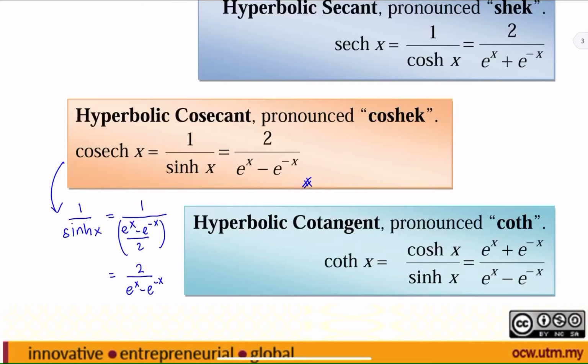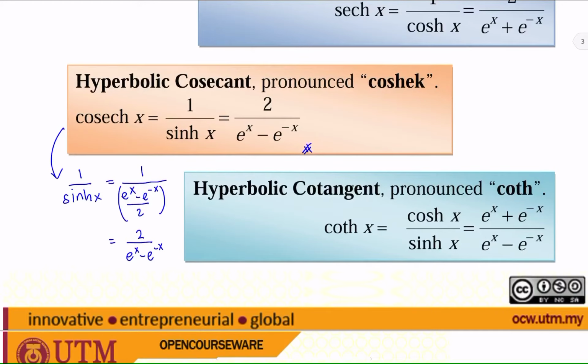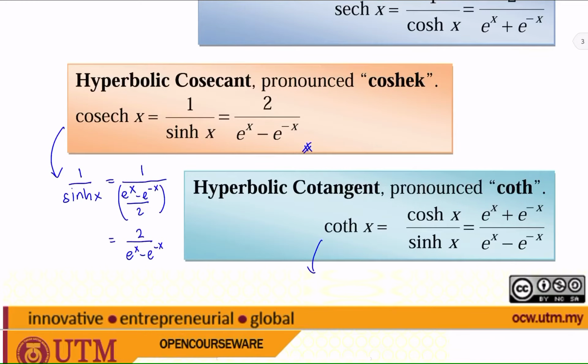For hyperbolic cotangent, we have cosh x over sinh x. So cosh x over sinh x is equal to e^x plus e^(-x) over e^x minus e^(-x). Why? Because for cosh, we have e^x plus e^(-x) over 2, and for sinh, it is e^x minus e^(-x) over 2. So we cancel out the 2, therefore we obtain e^x plus e^(-x) over e^x minus e^(-x). That's why we obtain this one here as the coth.